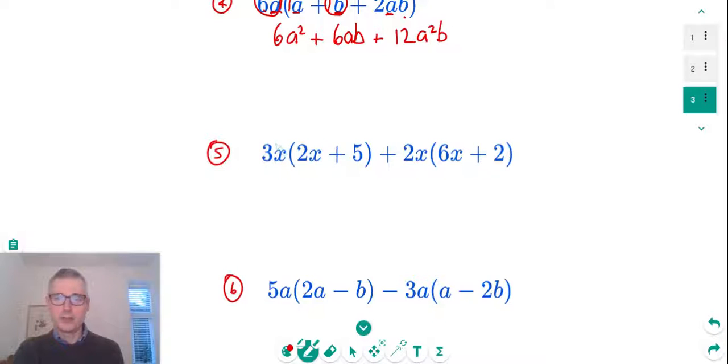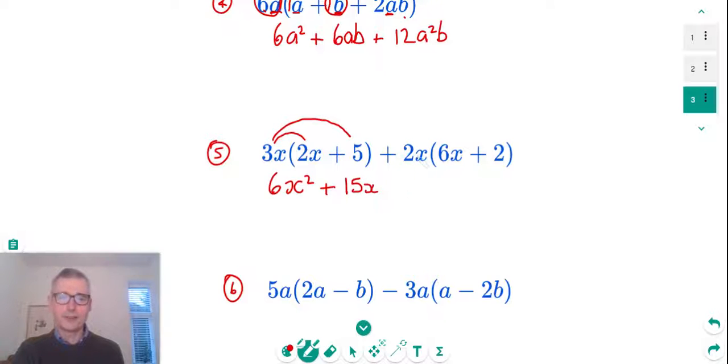So we do the 3x times the 2x. If we look at the number part, 3 times 2 is 6. And then the letter part there, x times x, will give us x squared. If we look at the next bit of that first bracket, we've got 3x times 5. So that will give us 15x.